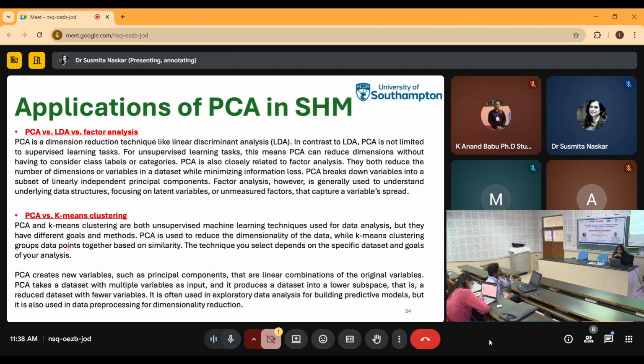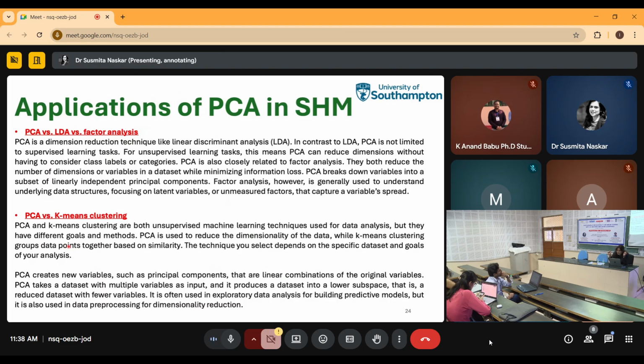Now, let's quickly compare PCA with other methods, or the applications of PCA in SHM, and try to understand why this is important. PCA is an unsupervised dimensional reduction method. It finds orthogonal directions of maximum variance and builds new variables, which are called principal components. No labels are needed when we talk about PCA.